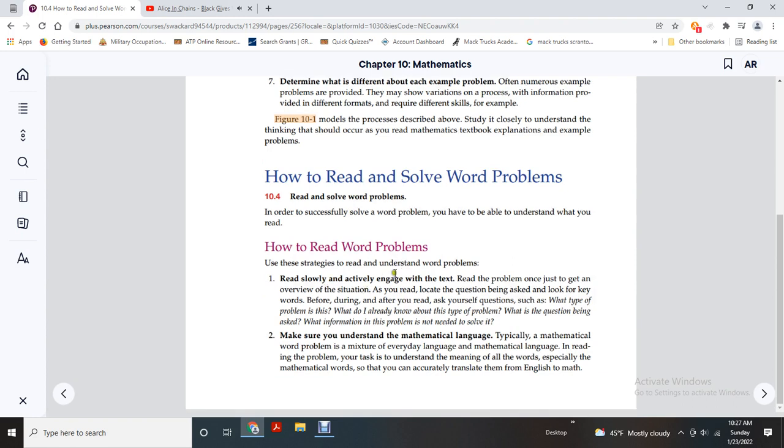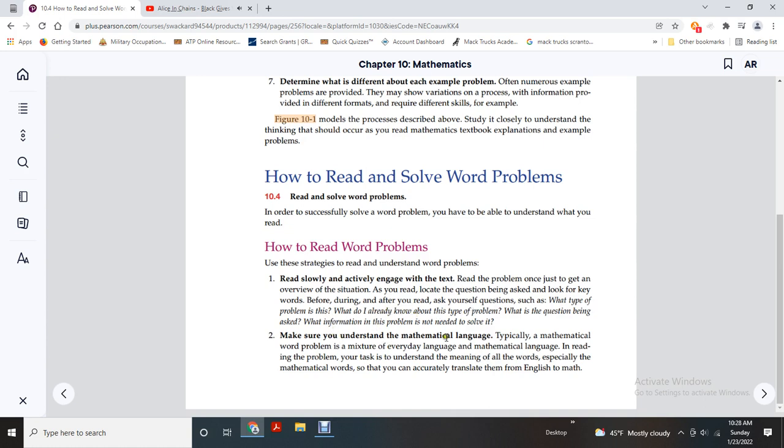1. Read slowly and actively engage with the text. Read the problem once just to get an overview of the situation. As you read, look at the question being asked. Look for keywords before, during, and after reading. Ask yourself the question: what type of problem is this? What do I already know about this type of problem? What is the question being asked? What information in this problem is needed to solve it?